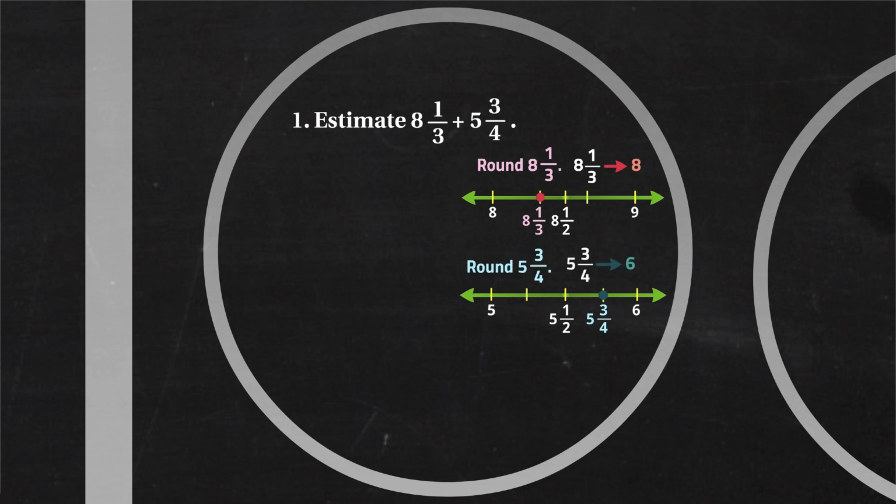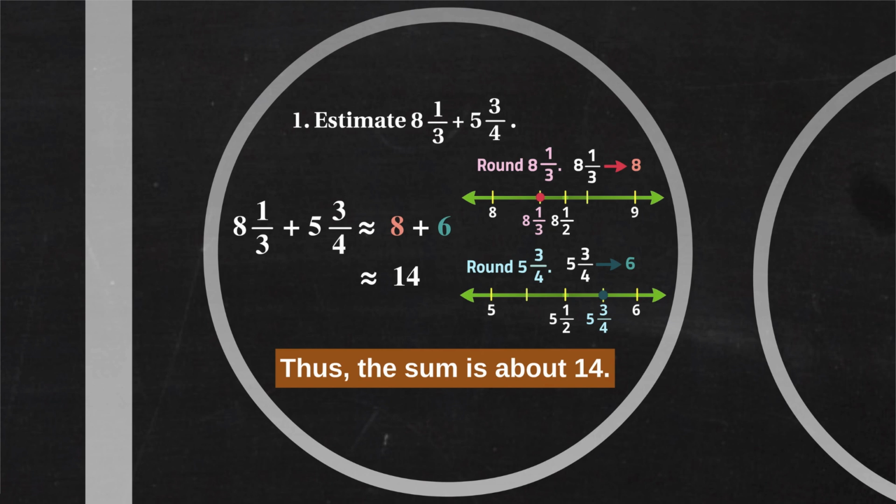Now the two addends are rounded to the nearest whole numbers. It's easier to add them. So we have 8 1/3 plus 5 3/4 is about 8 plus 6. Adding gives us 14. Thus the sum is about 14.